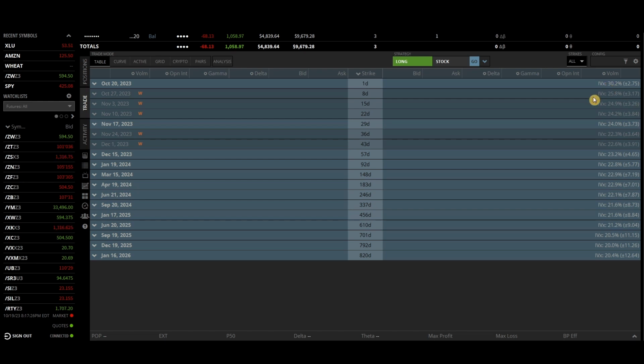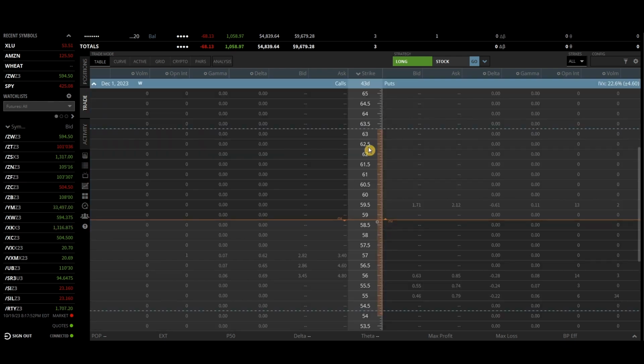So what we typically like to do is find the strikes where there's less implied volatility, but we're not going out more than 100 days, because then you're just going to be paying a lot of premium that you don't need to pay. This is for small accounts. So basically what we could have done is taken this right here because it had an IV of 22.6, which is a pretty decent IV to get into. 43 days out, so you've got plenty of time for this trade to work.